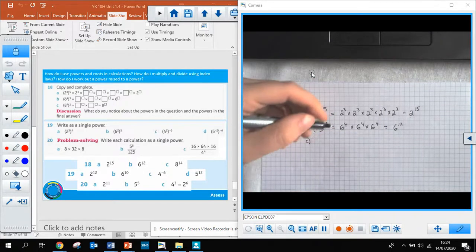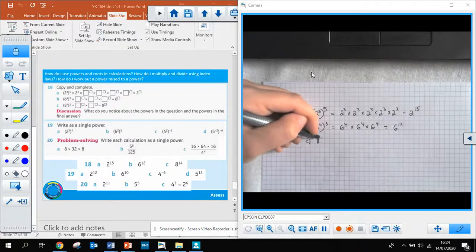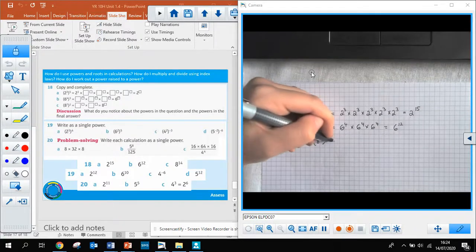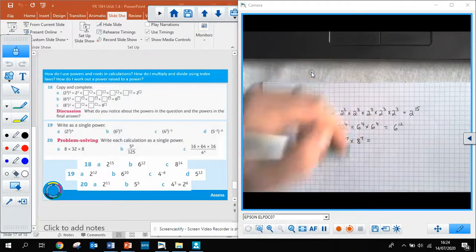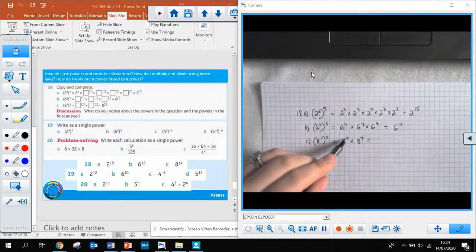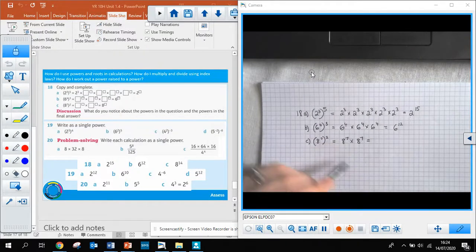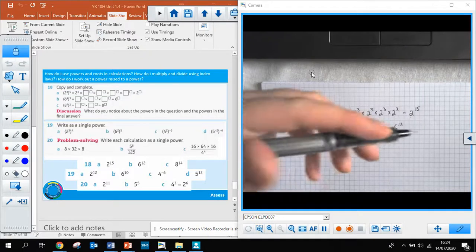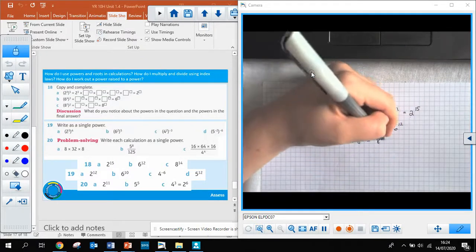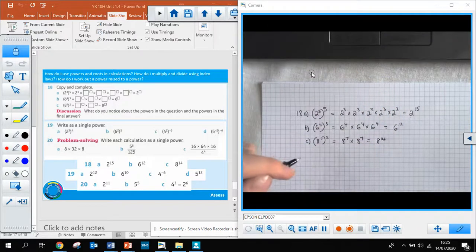And C, we've got 8 to the power of 7, all squared. That just means 8 to the power of 7 multiplied by 8 to the power of 7. We would usually, we know this rule, we would add them. So 7 add 7 is 14, but we know this rule now that we can just multiply when we're raising an index to a power. Okay, so it's 8 to the power of 14 there.